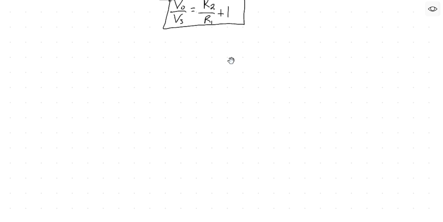So with just what we've discussed, that's really what you need to know. That's the nuts and bolts of what you need to know to be able to analyze any circuit with an op amp.